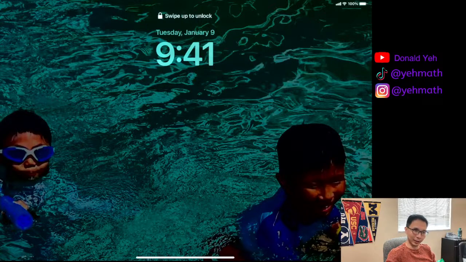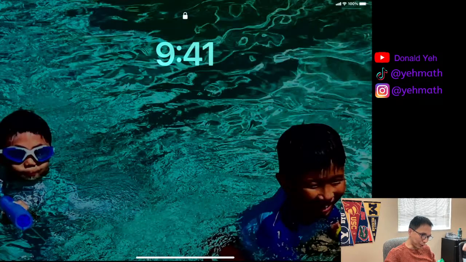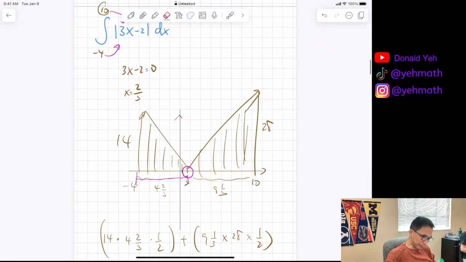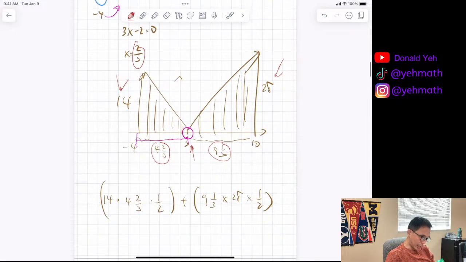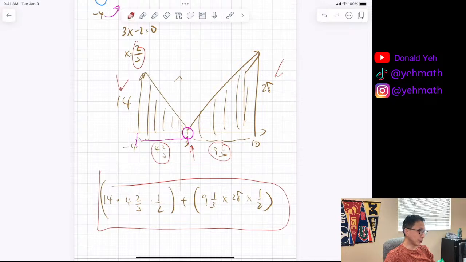If you don't understand, I'm going to explain some problems that you might need help with. But I think the absolute value one is probably the hardest one. You just have to find out where they intersect here. I found out where it intersects at 2/3. And I figured out this is 9 and 1/3, and this is 4 and 2/3. And I figure out the height. I draw a triangle. I use 1/2 base times height. And this is my evaluation. I'm just too lazy to simplify. But if you did it right, then you should get the right answer.